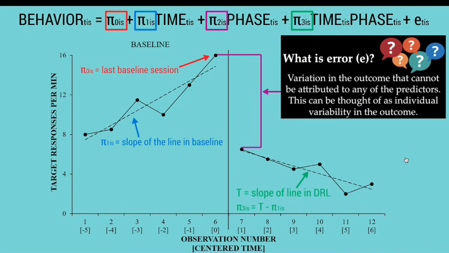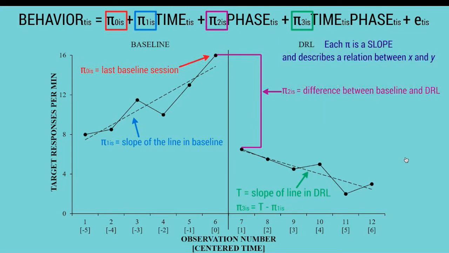So for our purposes, and I think for most behavior analysts that would be interested in conducting a multi-level model, they'll be most interested in the phase and time phase variables. They want to see how much this intervention or condition changes behavior, and whether the slope or trend of the data is different in the two different conditions. So those are probably going to be the most interesting for us.